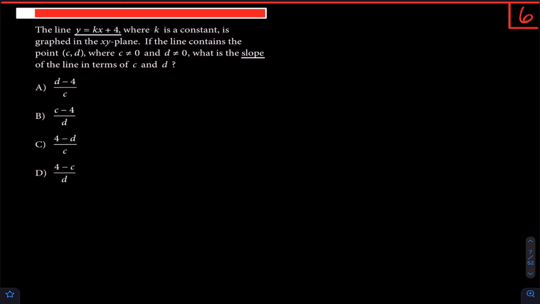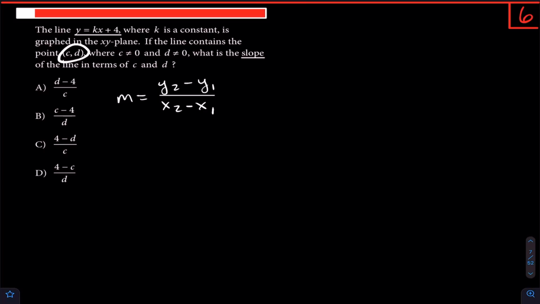This line is y equals kx plus 4. So how do we find the slope? Well, the slope is found using the slope formula: y2 minus y1 over x2 minus x1. We need 2 points to find the slope. In this problem, though, we're given the 1 point. We're given if the line contains the point c comma d. So we know that that's a point.